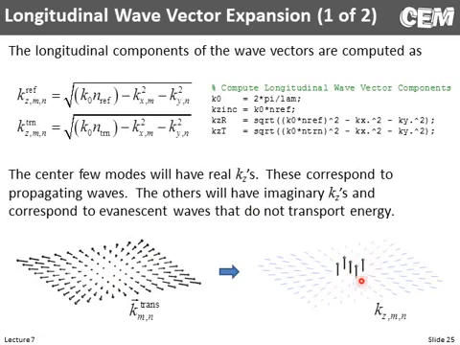The center few are actually real, and those are the propagating waves. The rest are cut off. We still need to have them there and account for them, because they still say a lot about how the device is going to behave, but they're cut off. They don't actually propagate as waves.